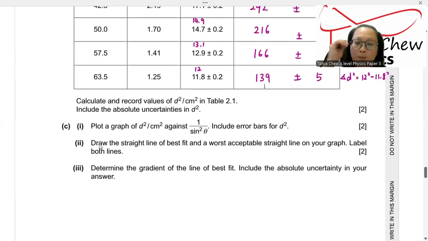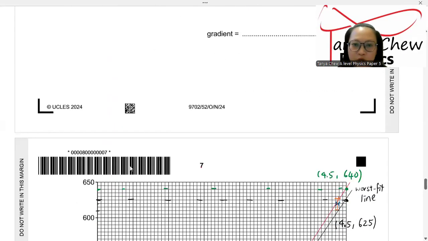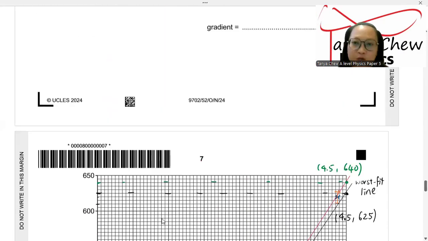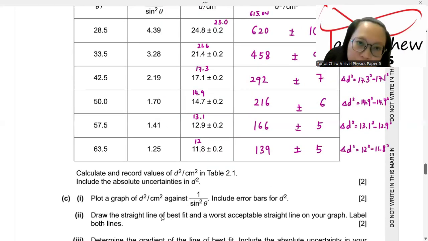Then part C, part 1, you have to plot a graph of d squared against 1 over sine squared theta. And you have to include your error bars for d squared as well. Before you plot your graph, of course, you have to make sure that all the points are plotted on the straight line graph and the straight line is drawn. Since I draw it digitally, the graph on the screen might not be as accurate as the one you draw on paper.